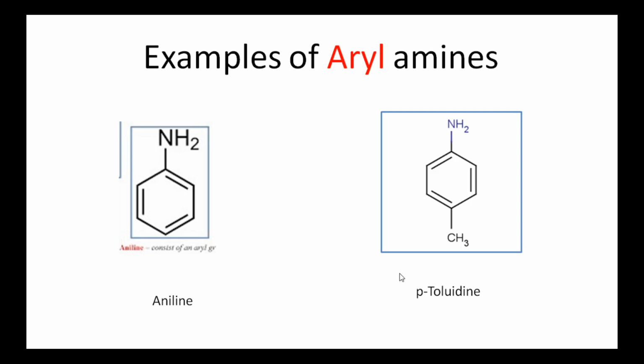Next, examples for these aryl amines are here. In the first molecule, the NH2 group is directly attached to the benzene nucleus. This is commonly known as aniline. And in the second molecule also, the NH2 group is directly attached to the benzene nucleus. This molecule is commonly named as toluidine, para-toluidine.